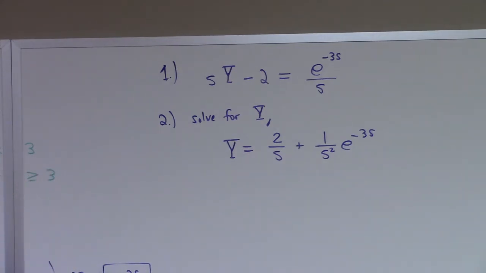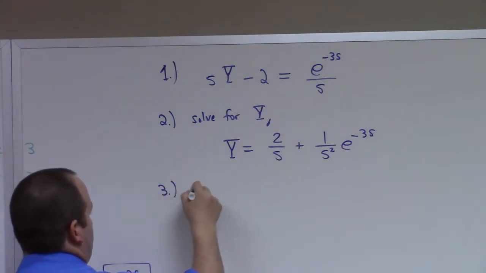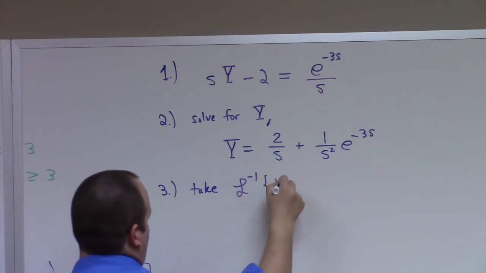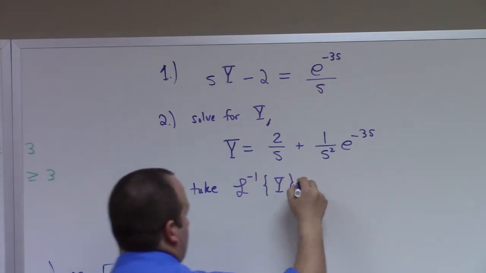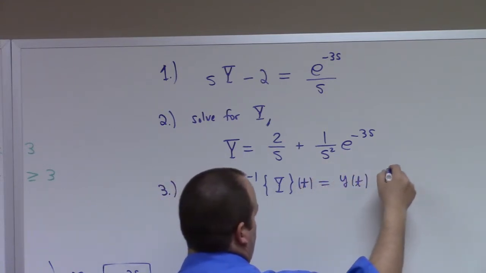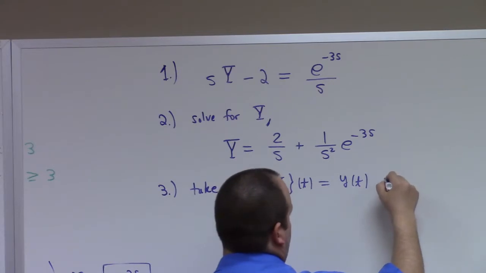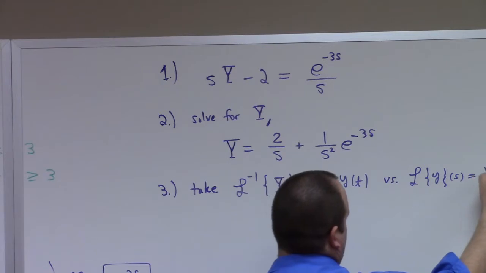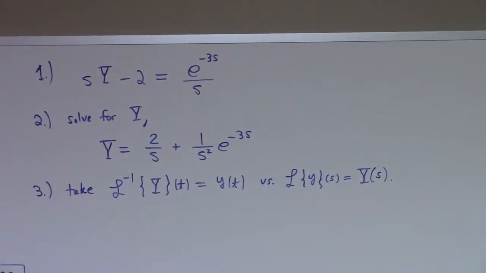And now, step 3, we have to take the inverse Laplace transform. So L inverse of Y gives you back a function of t, and so that gives you y of t. The other direction was the Laplace transform of little y gives you a function of s, which we denote big Y of s. All right? That's pretty standard notation. They use the big letters for the transform variable.